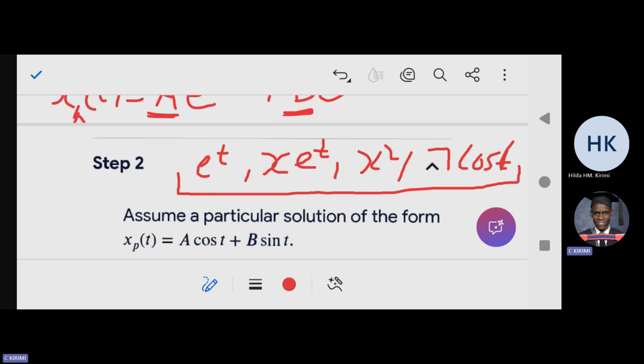While we are choosing, you check whether you are given an exponential, or a quadratic, or a trig function. In our case, we are given 7 cos t. So the particular solution that we are going to use as a trial solution, we call it a trial solution, will be in this form. Why is it going to be in that form?